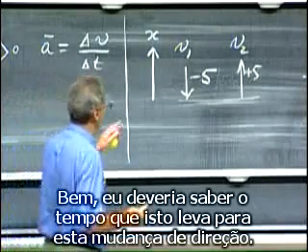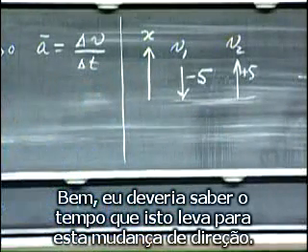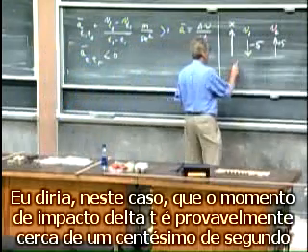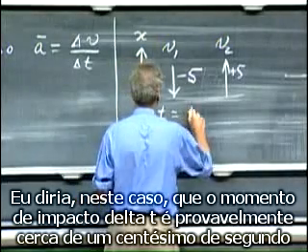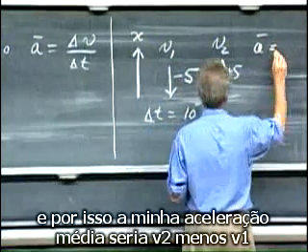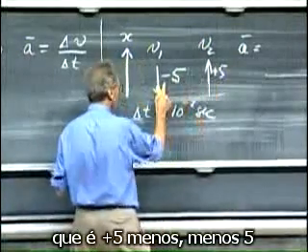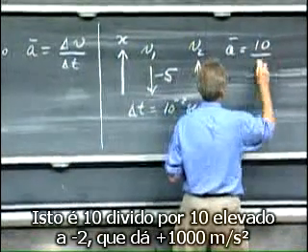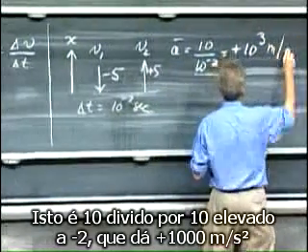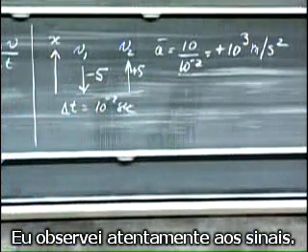Well, I would have to know the time that it takes for this change in direction. In other words, we call that the impact time. I would say in this case, the impact time delta t is probably about 100th of a second. And so my average acceleration would be v2 minus v1, that is plus 5 minus minus 5, that is 10, divided by 10 to the minus 2, and that is plus 1,000 meters per second squared. I have observed carefully the signs.